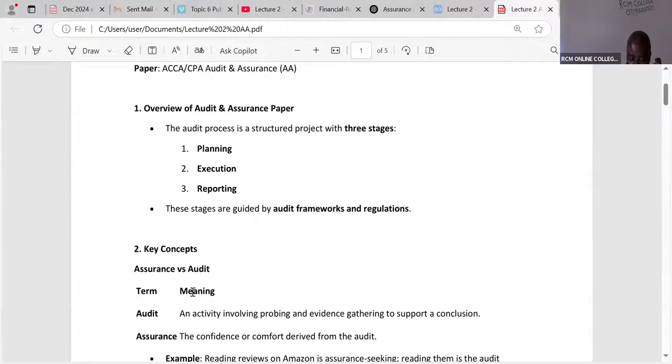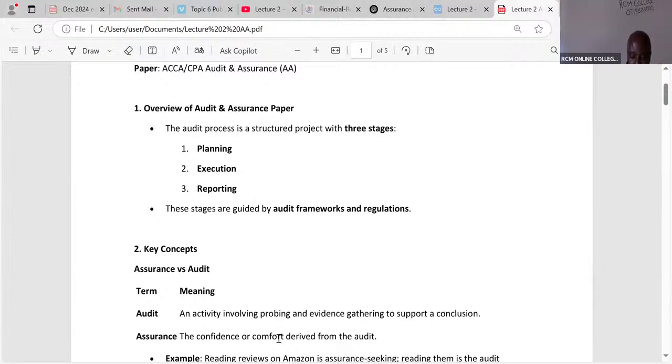So in this case here, the meaning: audit is an activity involving probing. Probing means asking intense questions and the evidence gathering to support a conclusion. Yeah, we are gathering evidence for us to be able to support a conclusion. And in all cases, audit is normally done over financial statements. We audit financial statements.